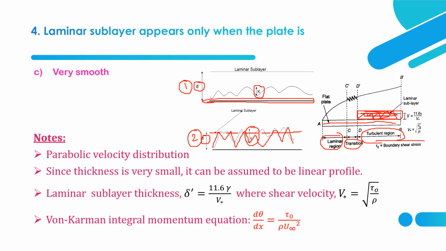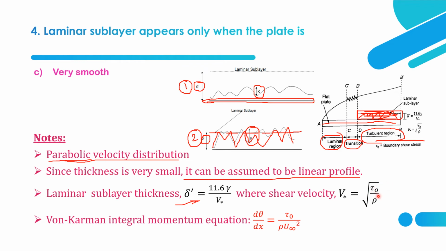Now we shall continue with the basic concept behind it. The velocity over the laminar sublayer is considered to be parabolic, a normal parabolic velocity distribution. But because the thickness of the laminar sublayer is very small, we can assume it as a linear profile for easier calculations, nothing else. And the laminar sublayer thickness is given by this relation, del dash is equal to 11.6 gamma by V star. Here gamma is nothing but kinematic viscosity, and V suffix star is the shear velocity, and that will be given by root of tau naught by rho.